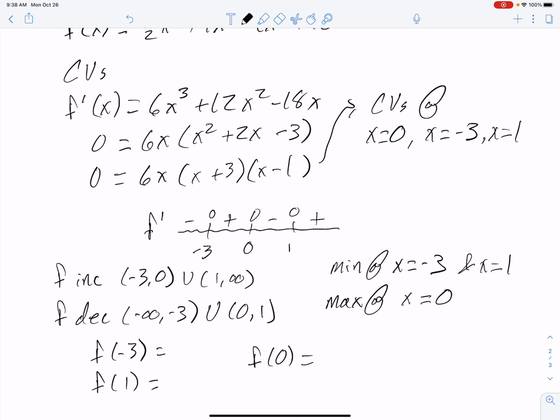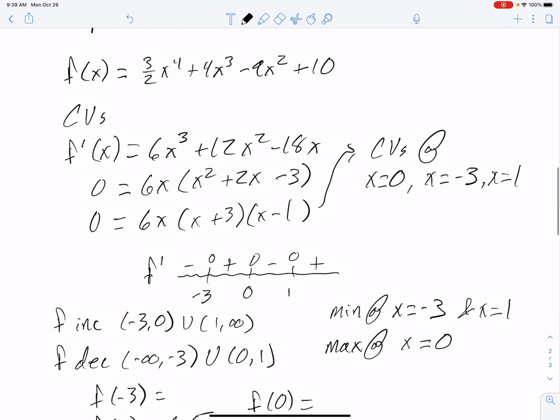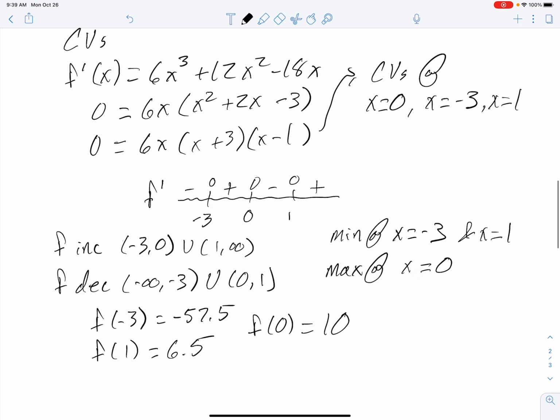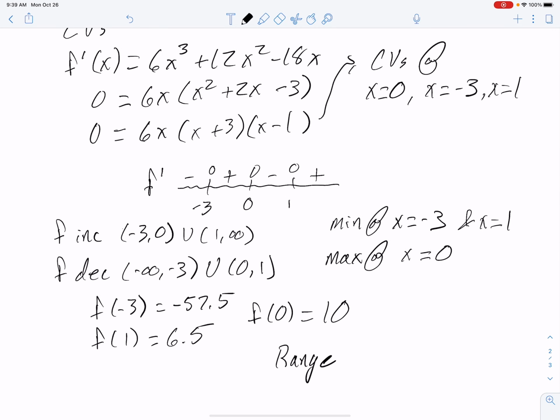When I substitute in 1, I would get 6.5. If I substitute in 0, I would get 10. If I substitute in negative 3, I get negative 57.5. And now this will allow me to determine what my range is. Since this is a 4th degree polynomial, I know that it ends on either side by going up, which means I've got to have an absolute minimum. Well, if I look at the 3 values I came up with, I can see what my absolute minimum is. And so my range would be, with a bracket, starting at negative 57.5 and going on to infinity.